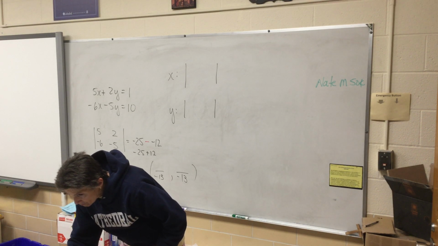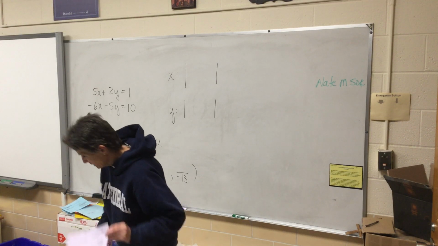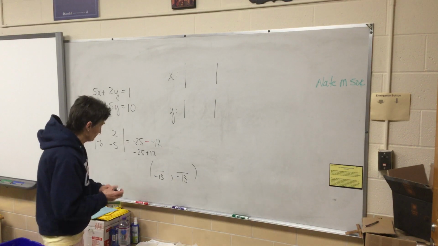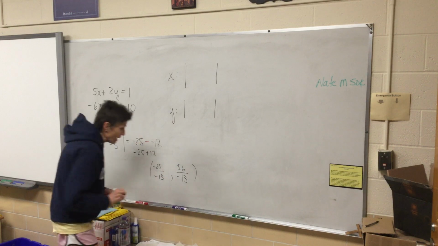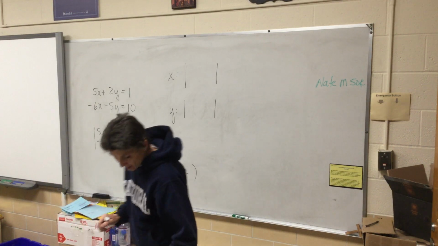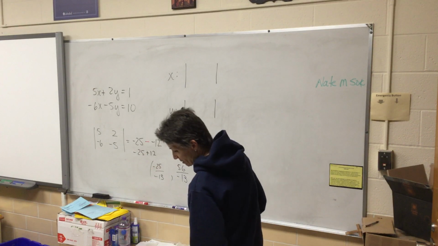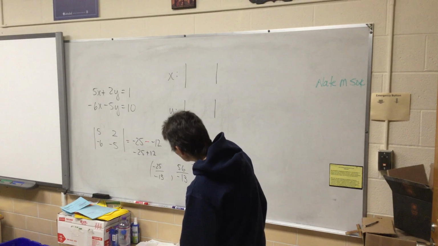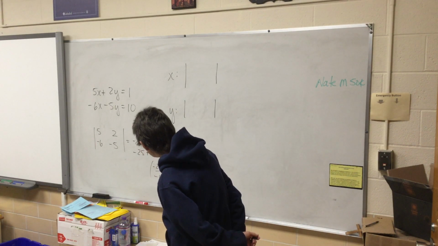Okay, let's finish the whole problem. Okay, all right. Let's see what you got. I finished with negative 25 over negative 13 and 56 over negative 13. Now, you are absolutely right. There's just one little tiny correction that I'm going to make. Otherwise, you are exactly right.